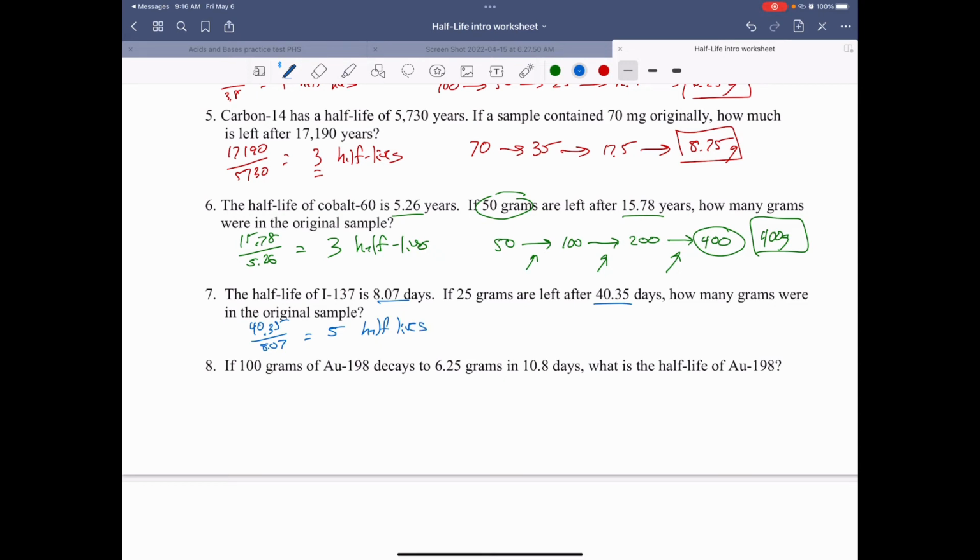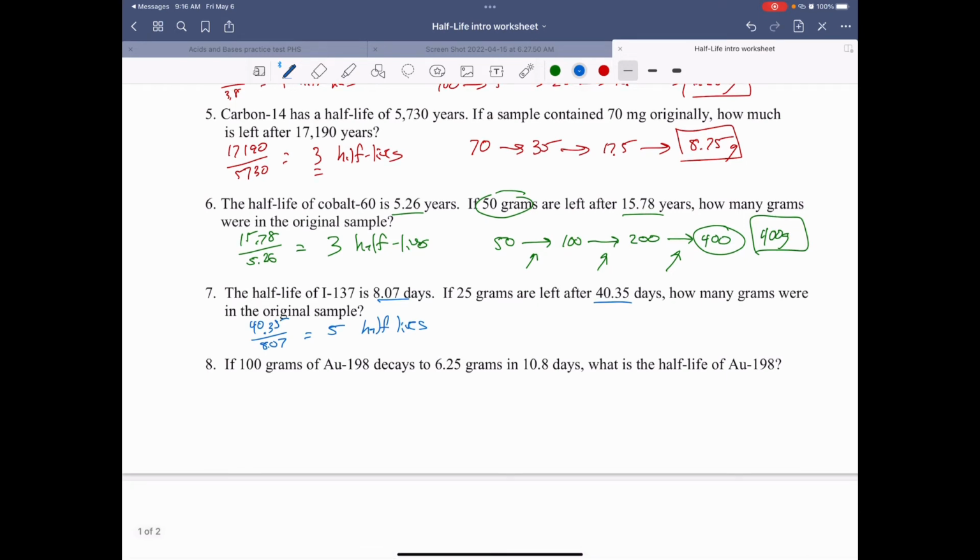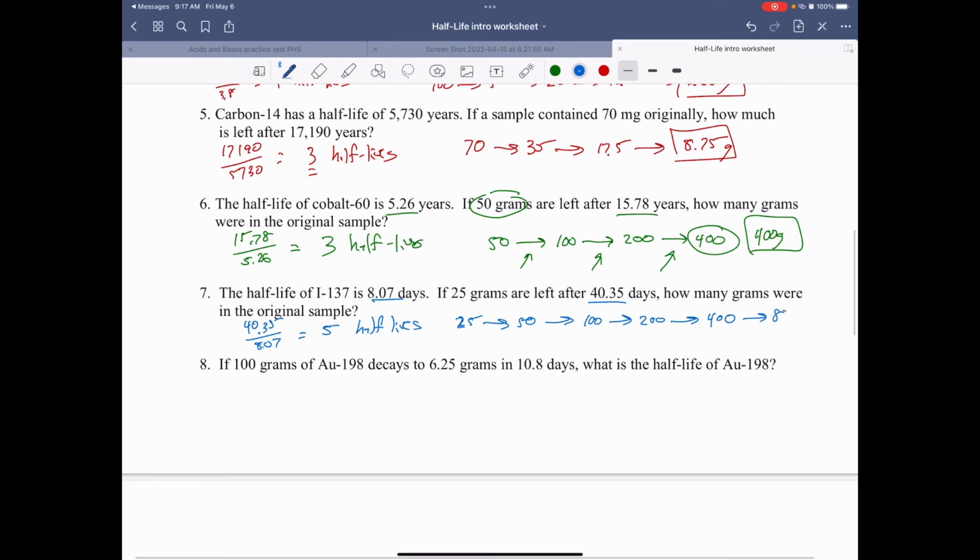So how many grams were in the original? This is going to be similar to the question previously. So let's work backwards. Let's rewind time. So 25 are left, and we got to go back in time 5 half-lives. So previous to that, there was 50. Previous to that, there was 100. Previous to that, there was 200. Previous to that, there was 400. And that's 4 half-lives. Previous to that, there was 800. So that must be 800 grams in the original sample. All right, so that was 5 half-lives back in time.